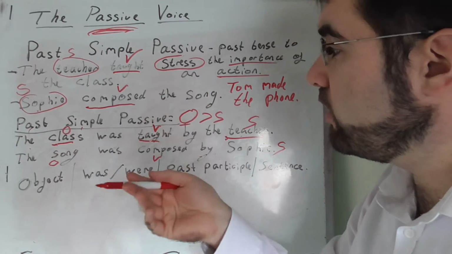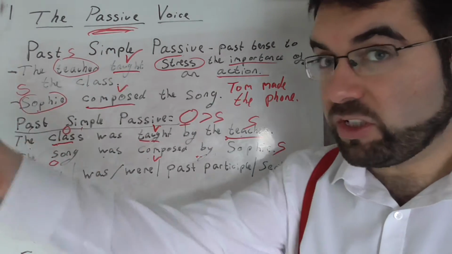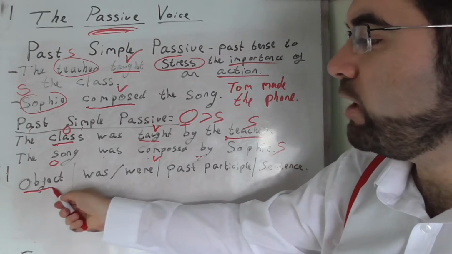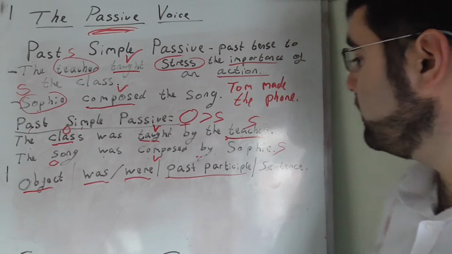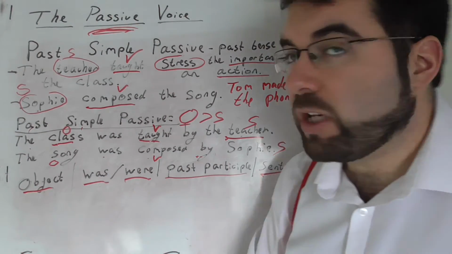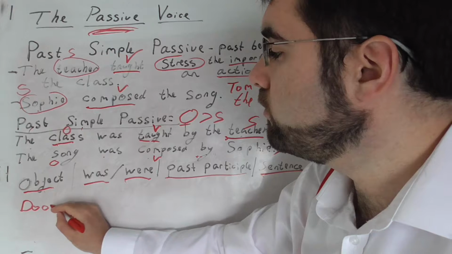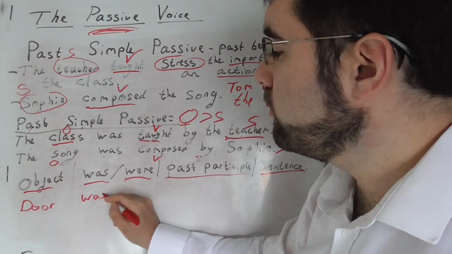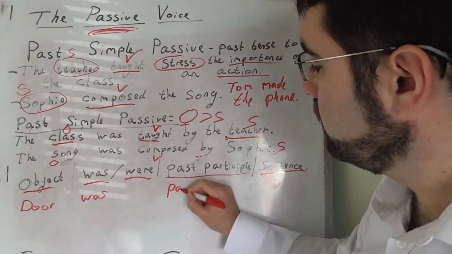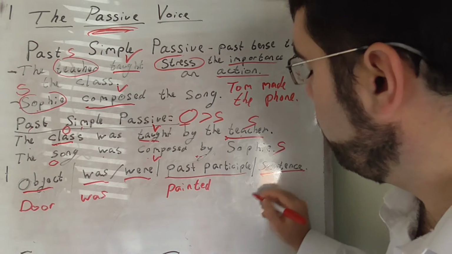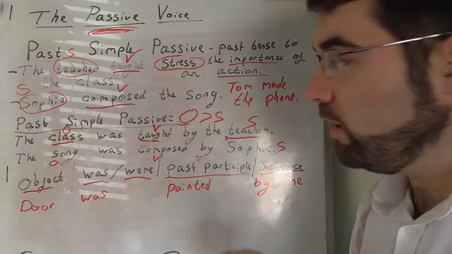The book was written, past tense, by Jessica. So we have object, was or were, past participle, which is essentially past tense, and then the rest of the sentence. So the object could be anything. The door was painted by me. The door was painted by me.